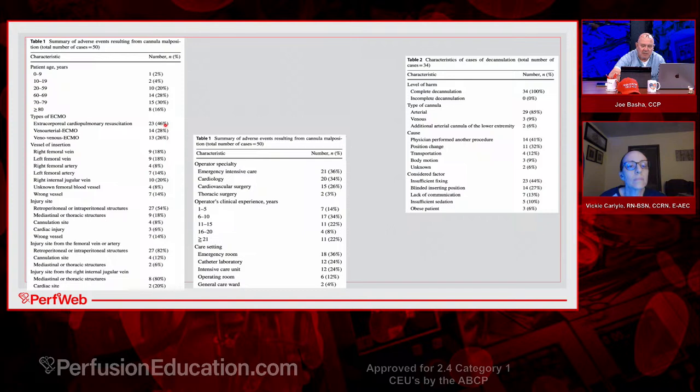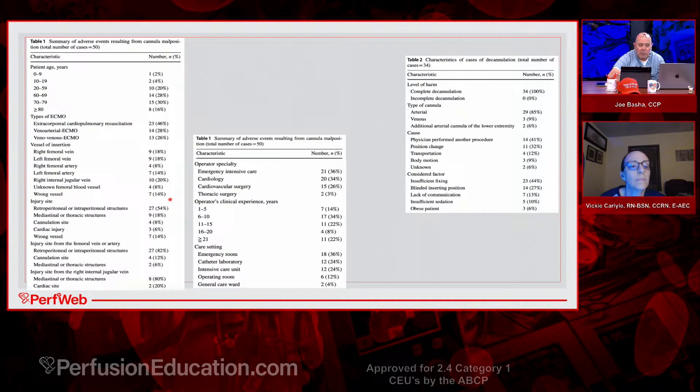So that's a high number. That's a lot of ECPR. Vessel of insertion, right femoral vein, 18%, and so forth. We don't have to go through all of those, but this is very striking. The wrong vessel was cannulated 14% of the time.